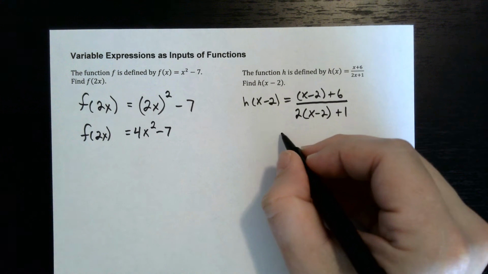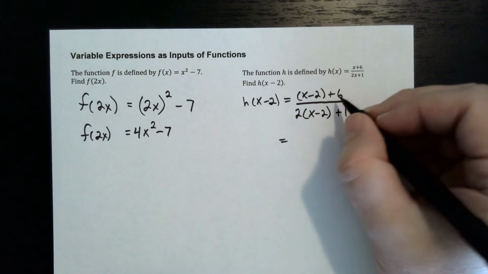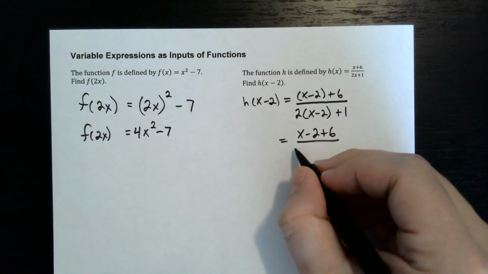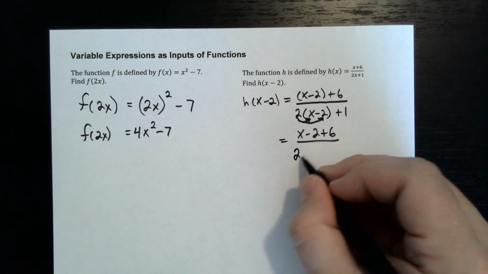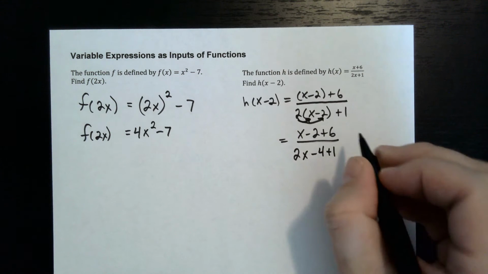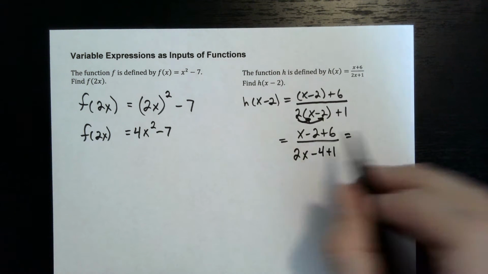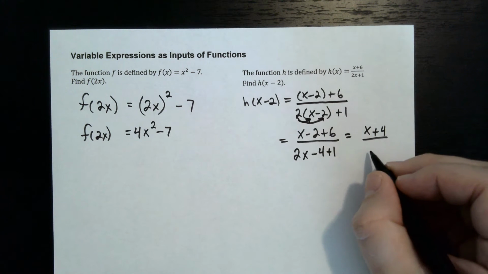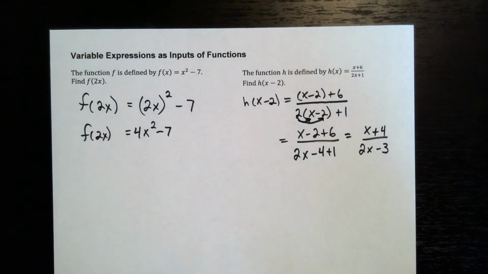Now we need to clean that up. So the top becomes x minus 2 plus 6. And the bottom becomes, we distribute this, and that gives us 2x minus 4 plus 1. So we've got to clean this up as well. So 6 minus 2 is 4, so x plus 4 on top. And then negative 4 plus 1 is negative 3, so 2x minus 3 on bottom.